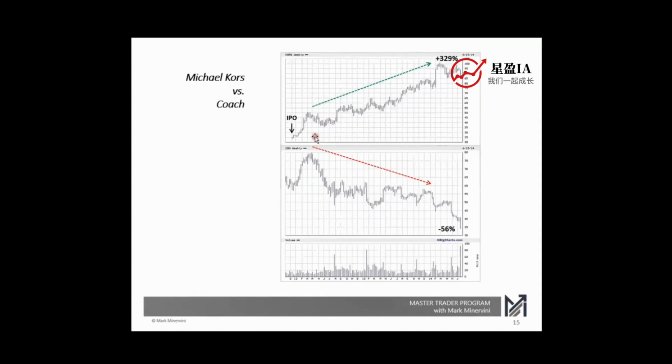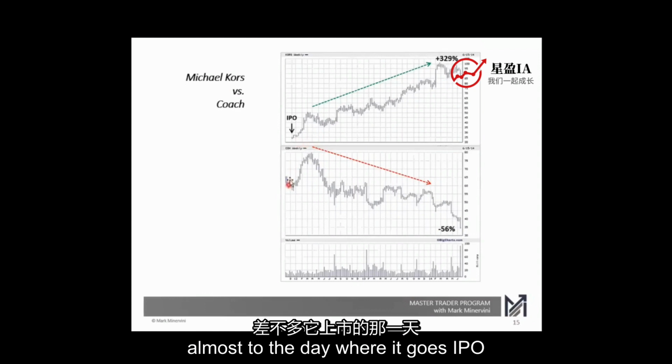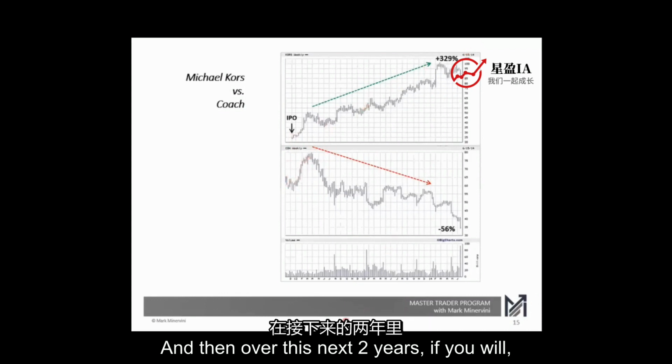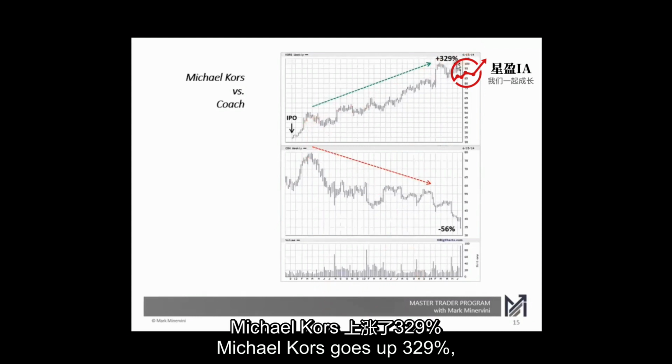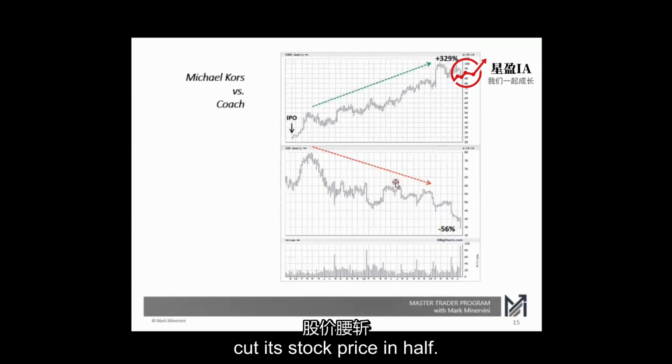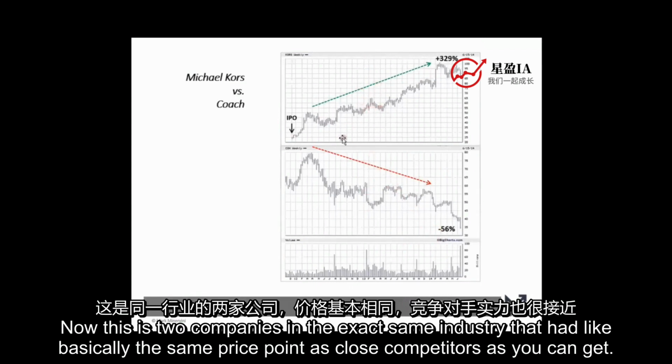And sure enough, look at how, again almost to the day, Kors goes IPO, right? And just shortly after, Coach tops. And then over the next two years, Kors goes up 329%. Michael Kors, 329%, while Coach goes down 50%, 56%, and cuts its stock price in half. Now, these are two companies in the exact same industry with basically the same price point, as close competitors as you can get.